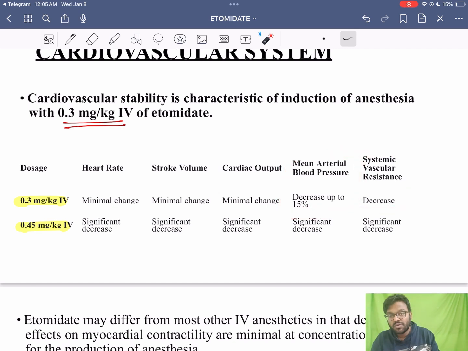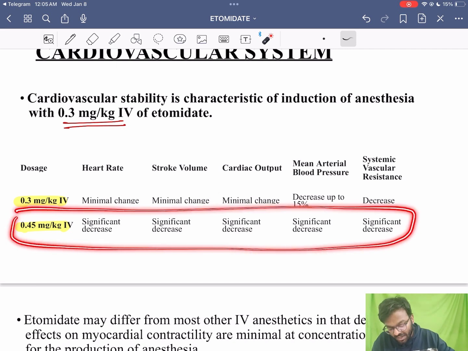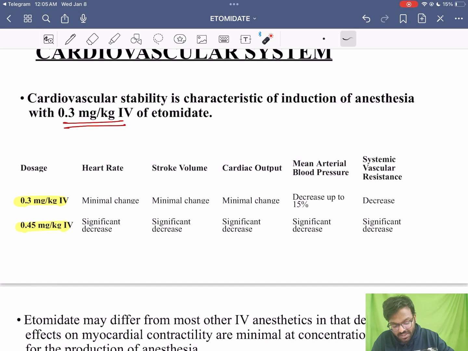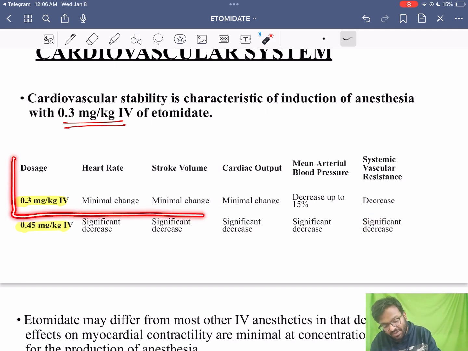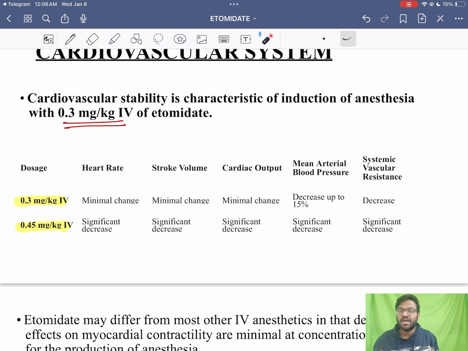However, when you gave a dose of 0.45 mg per kg IV, there you can see significant changes in all these things. The heart rate was significantly decreased, the stroke volume was significantly decreased, the cardiac output had decreased significantly, the MAP had decreased, and also the systemic vascular resistance is decreased. So the summary is, when you give a dose of 0.3 mg per kg IV, the drug etomidate is extremely cardiac stable.